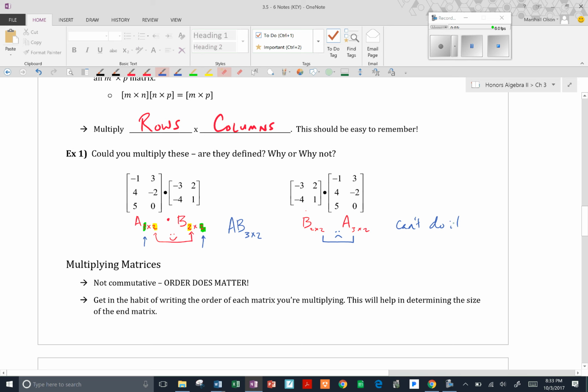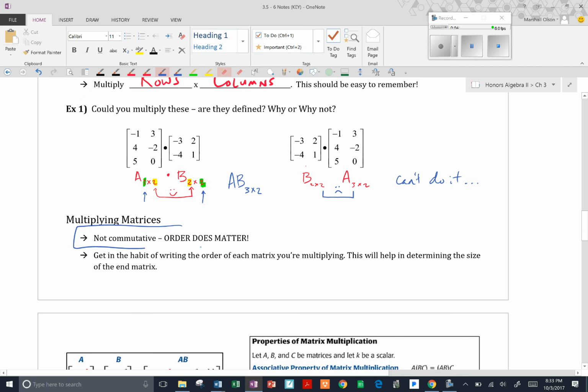So that tells us two things. First of all, this is our first example where we have two matrices that we can't multiply together. But another important thing to notice is we're using the same two matrices and we flipped them around and we can't even do it. That tells us something pretty important right here, that matrix multiplication is not commutative. Order does matter. Even if we could do both multiplications, AB does not necessarily equal BA.